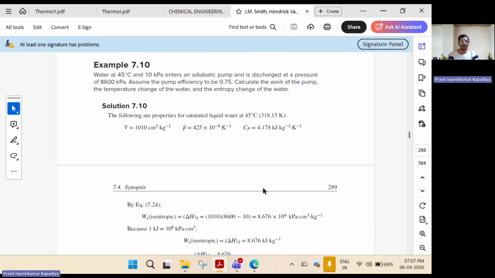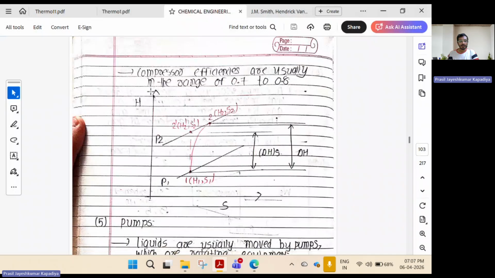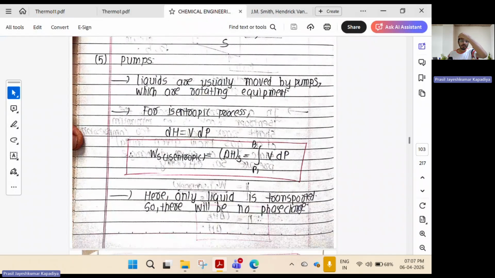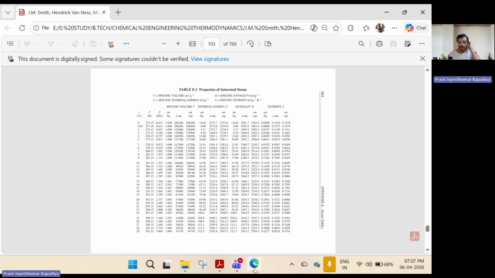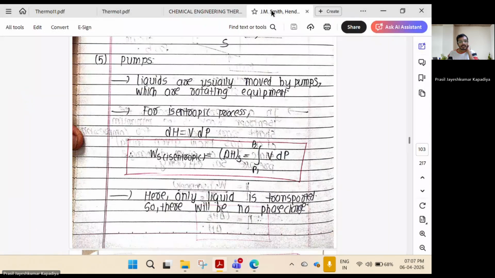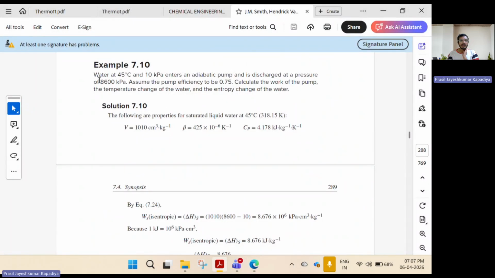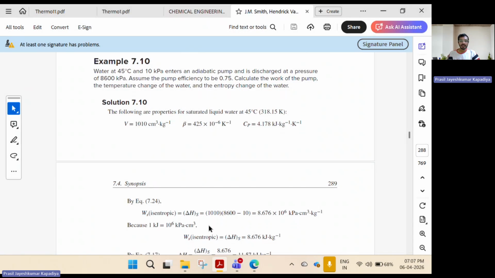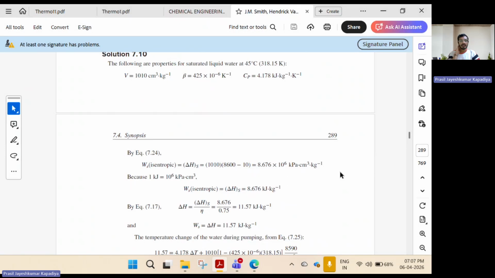So what is the isentropic work? W is equal to the integral of VdP. This is the delta H isentropic work. The volume we know is 1010, into delta P, which is 8600 minus 10, so 8600 minus 10 into 1010, in kilopascal centimeter cube per kg. Then it is converted into kilojoules per kg by a conversion. So I'm getting 8.676 kilojoules per kg.